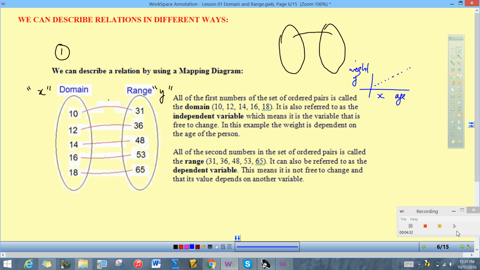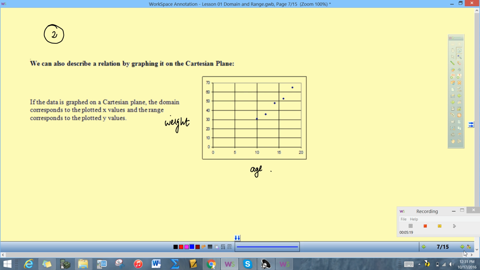Okay, so one way that we can describe a relation is by using a mapping diagram. Another way that we can express a relation is by actually just drawing it on the xy coordinate plane. So all I'd have to do is put along the x-axis the ages of the kids, and along the y the weights of the kids. In doing that I graph them, and I have more or less this graph with these dots. And it's showing me that as the ages are increasing, so are the weights, generally speaking.